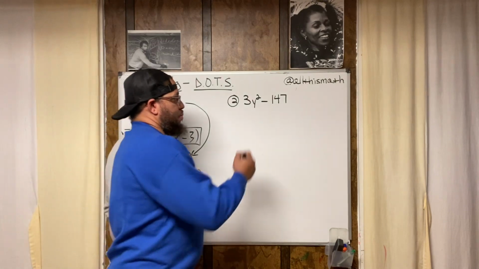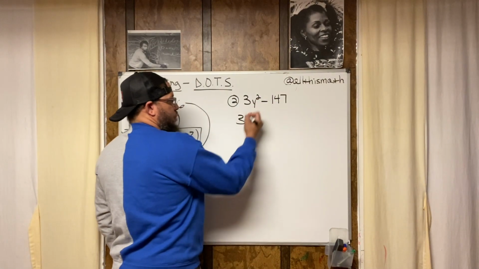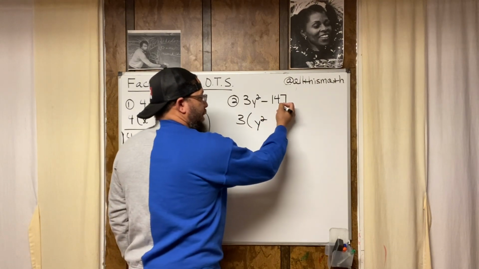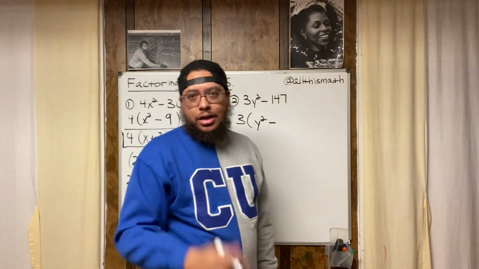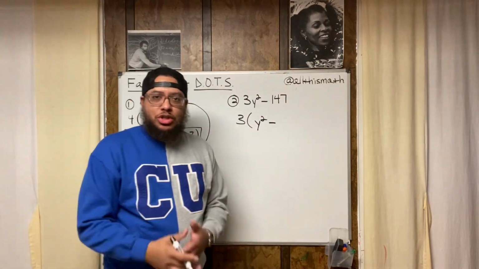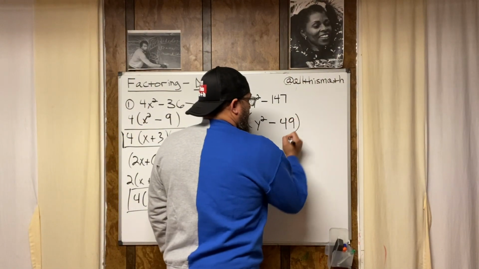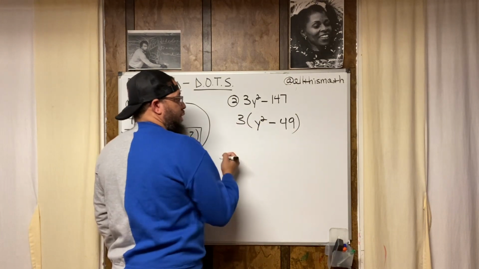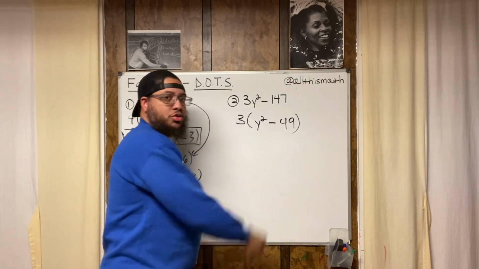Now, what's going to happen when I pull this 3 out? I'm going to have a GCF of 3. Then I do 3y squared divided by 3. Leaves me with y squared. 147 divided by 3 is 49. And when you see that, you get a little happy because you know that 49 is a perfect square, right? Because 147 divided by 3 is 49, because 49 times 3 is 147. So now I got my GCF of 3 outside, and this is a difference of 2 squares.